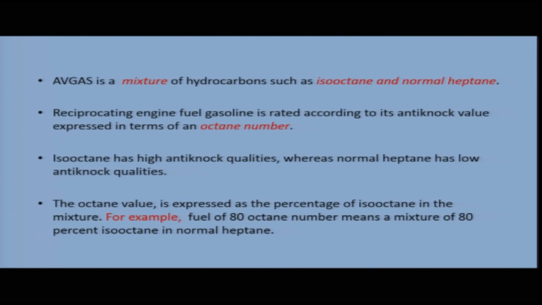Isooctane has high anti-knock quality, whereas normal heptane has low anti-knock quality. High anti-knock quality is desirable. Now let us see how the octane value is expressed. The octane value is expressed as the percentage of isooctane in the mixture. For example, fuel of 80 octane number means a mixture of 80% isooctane in normal heptane.